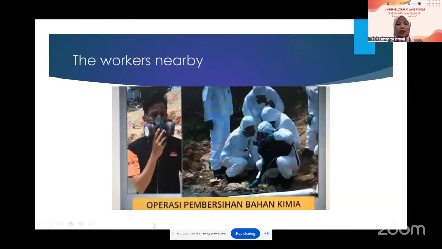So this is a news report during prime time at night regarding the issue. As you can see, there's the cleaning team, the responders, coming to the site to take samples of the pollution that happened, the chemical incident. It's chemical dumping actually, illegal chemical dumping in the river.